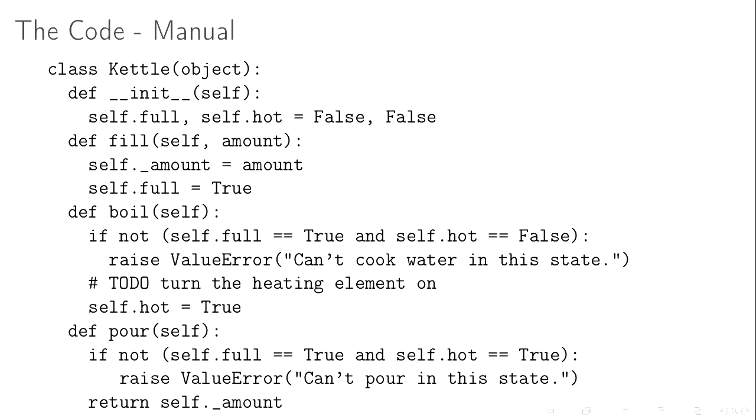I've put at least one bug in there. Can anyone spot it? It's a state talk, so it might have something to do with the state handling. Yes, I am not resetting the state when I pour, so I need to set full back to false, set hot back to false, and potentially set the amount back to zero. So this kettle would be good for one use and then you'd basically have to throw it out. The state machine will cover all of those bases for you.